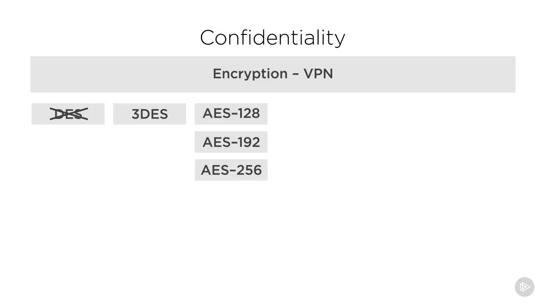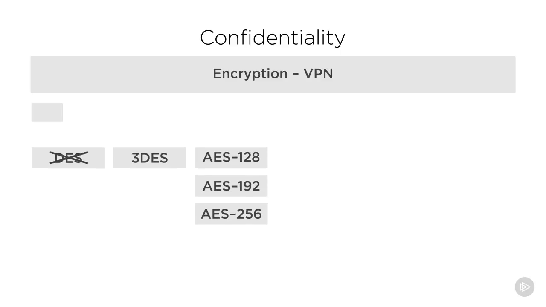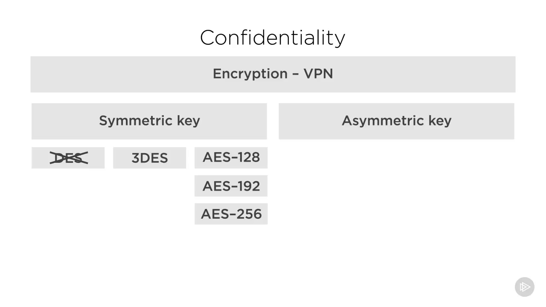Now, when we do this, it involves the use of a key. When we talk about keys, we first have to understand that there are two different types of keys. We have a symmetric key and an asymmetric key. With symmetric keys, we use the same key for encryption and decryption. The algorithms that we see here are symmetric key algorithms. And we use these symmetric key algorithms for real-time exchange because it can happen very quickly.